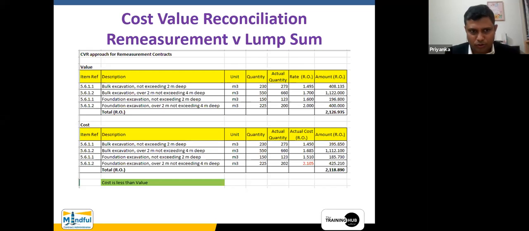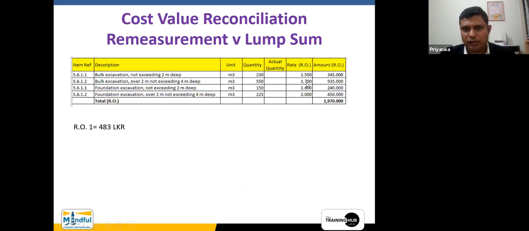Now, when it goes to the remeasurement type of contract, when you do the cost value reconciliation, as I have explained to you, right? Now I am circling the area where the actual quantity comes into play. Actual quantity comes in. Now once again I am going back to this one. The actual quantity is not there because this is at the time of signing the contract, right?